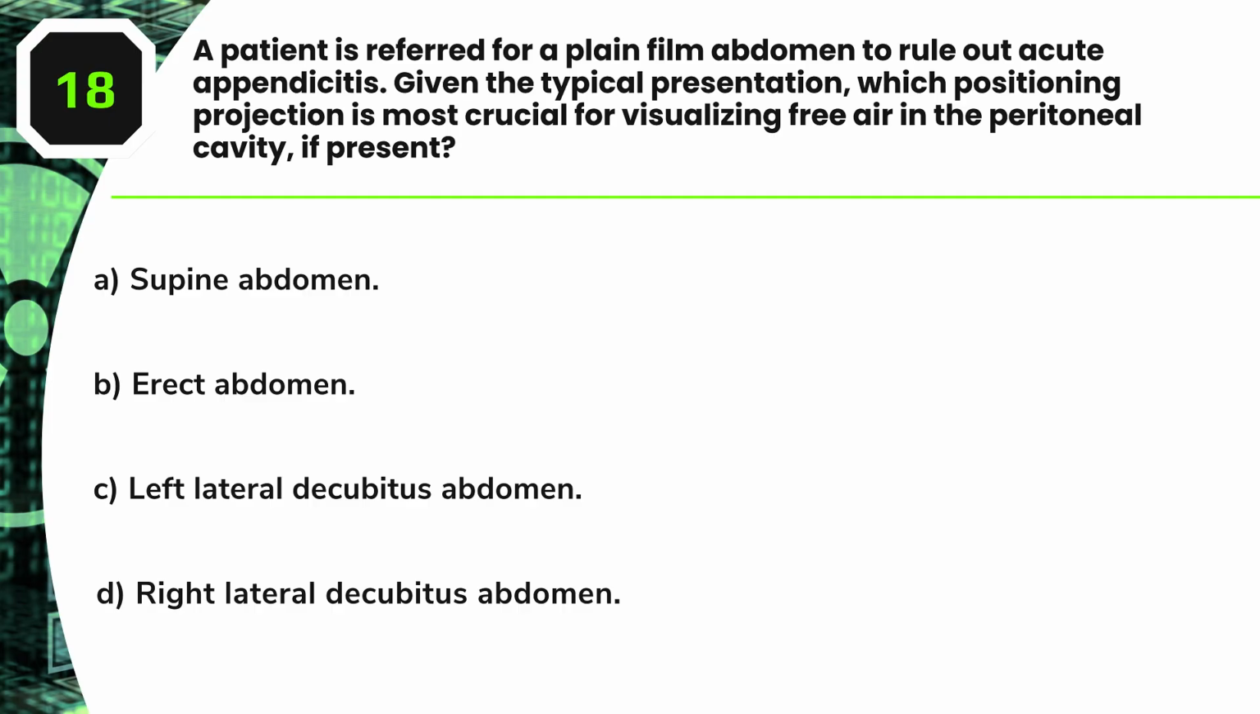Question 18. A patient is referred for a plain film abdomen to rule out acute appendicitis. Given the typical presentation, which positioning projection is most crucial for visualizing free air in the peritoneal cavity, if present? A. Supine abdomen. B. Erect abdomen. C. Left lateral decubitus abdomen. D. Right lateral decubitus abdomen.